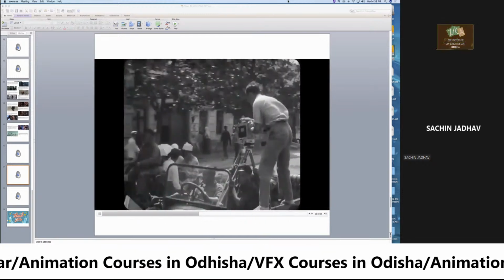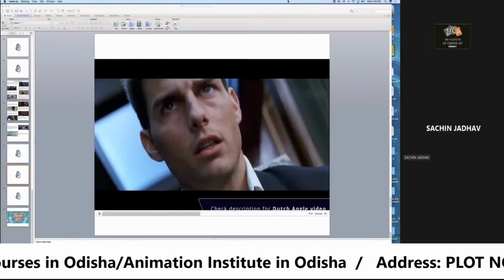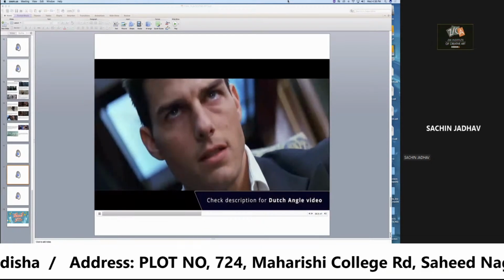But there are nuances to properly set up a Dutch angle for maximum impact. Check the description for our video essay where we break down Brian De Palma's Dutch angle from this scene in Mission Impossible.